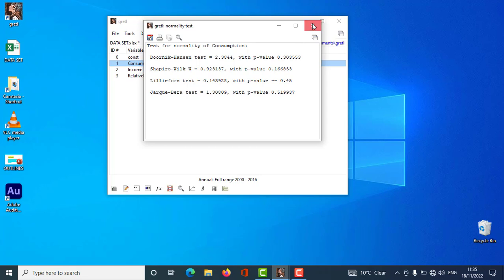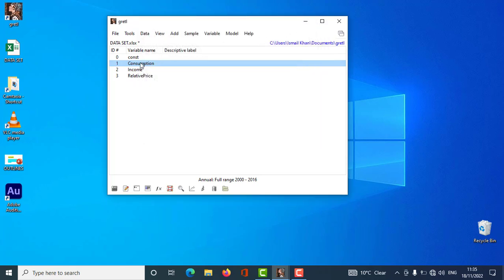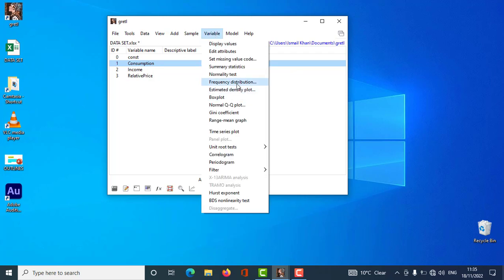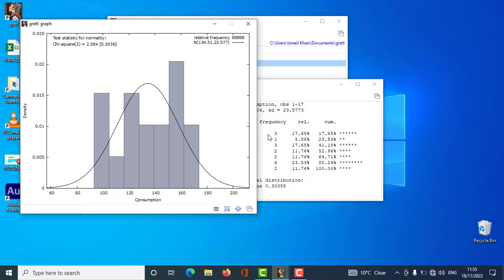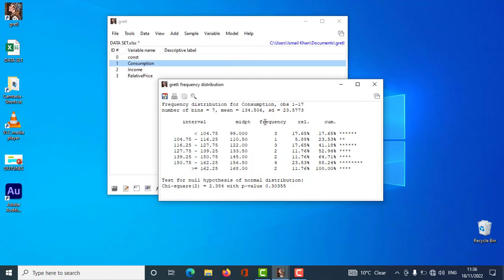You can check its graph as well by going to variable and then clicking on frequency distribution, then clicking on test against normal distribution. Okay, so this is the plot which tells us about the normality. Here you can see that fluctuations are not that much, so it's basically normally distributed. Alright, so we checked the dependent variable. Here we also get the p-value.